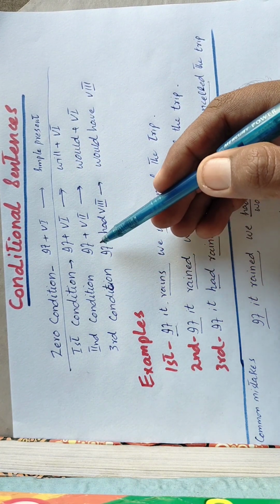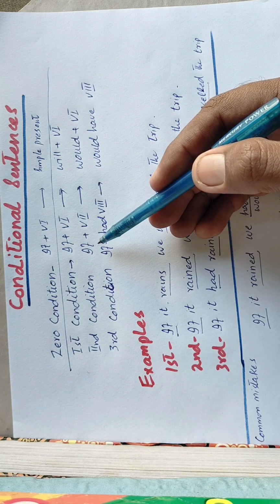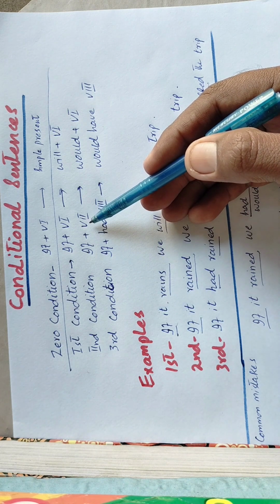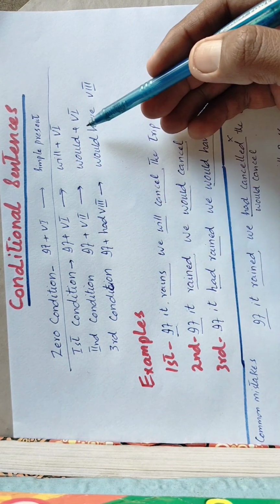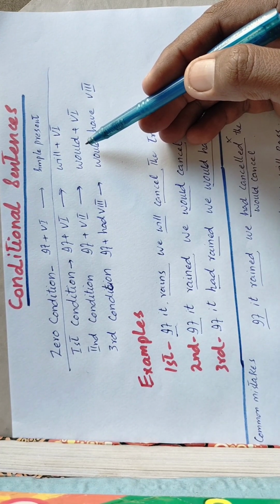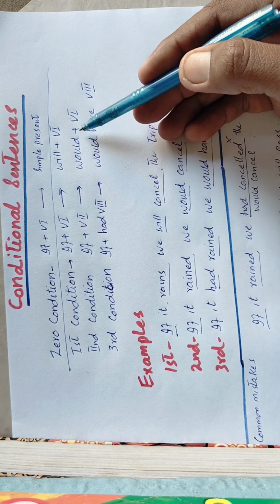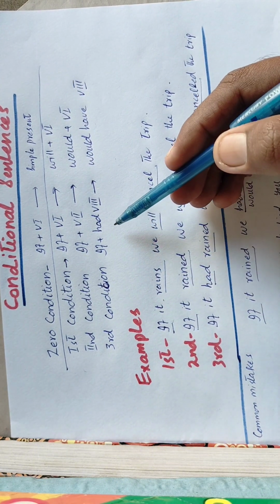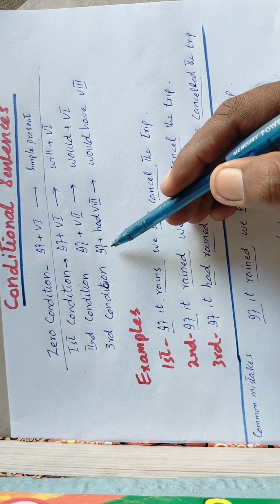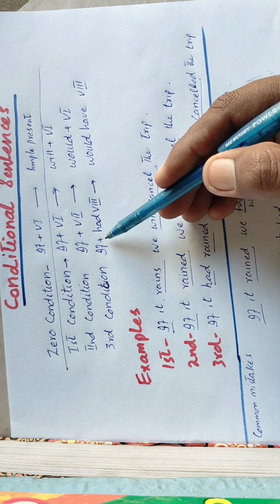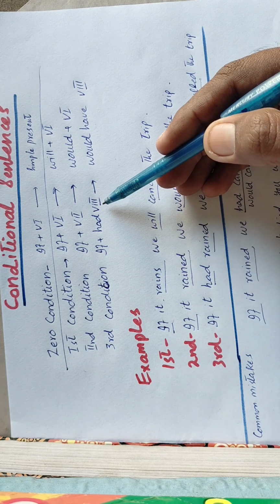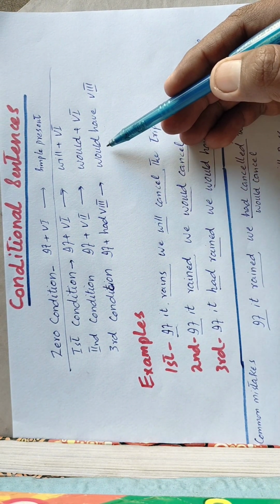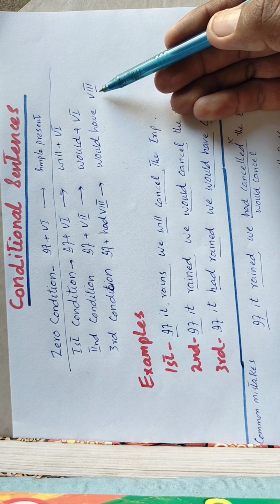In the second condition, in the first part of the sentence, we use if and past, meaning the second form of verb. In the second part of the sentence, we use would along with the first form of verb. In the third condition, in the first part, we use if plus had and the third form of verb. In the second part of the sentence, we use would have and the third form of verb.